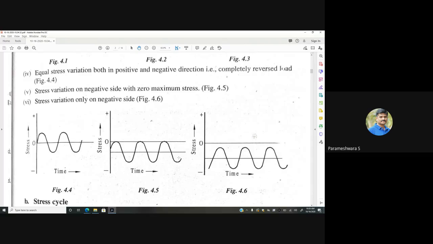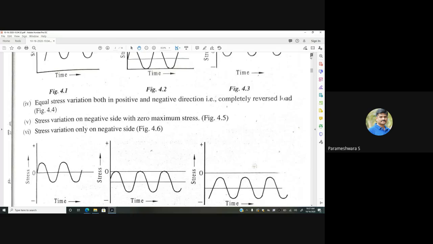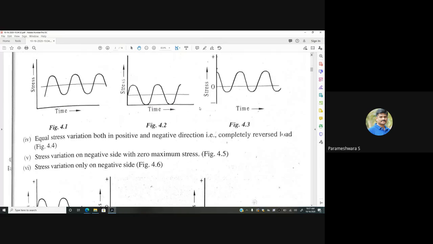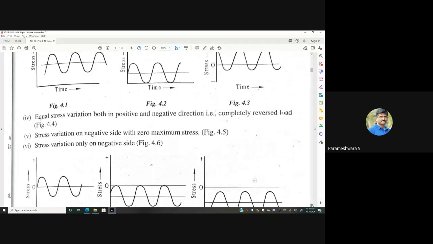And figure 4.5 indicates the stress variation purely on the negative side, with zero maximum stress. Look at this, this stress amplitude is attached to this zero line. This indicates stress variation on the negative side with zero maximum stress. And figure 4.6 indicates a stress variation only on the negative side. So these are all the six cases of loading condition in case of fatigue loading, demonstrated in figures 4.1, 4.2, 4.3, 4.4, 4.5, and 4.6.